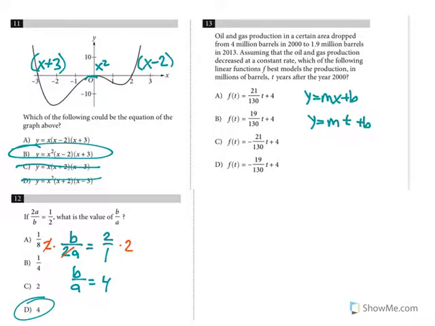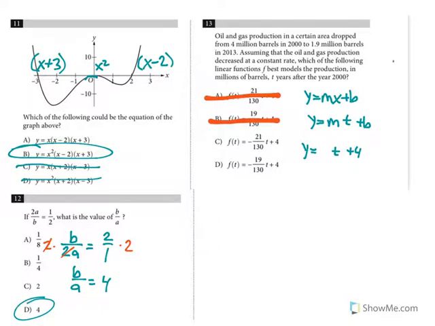Now, starting in 2000 with 4 million barrels, so our plus b is 4. So we got y equals something t plus 4. We went from 4 million barrels in 2000 to 1.9 million barrels in 2013. What we can go ahead and do now is, since it's a decrease our slope is negative, so we can eliminate the two positive slope options.